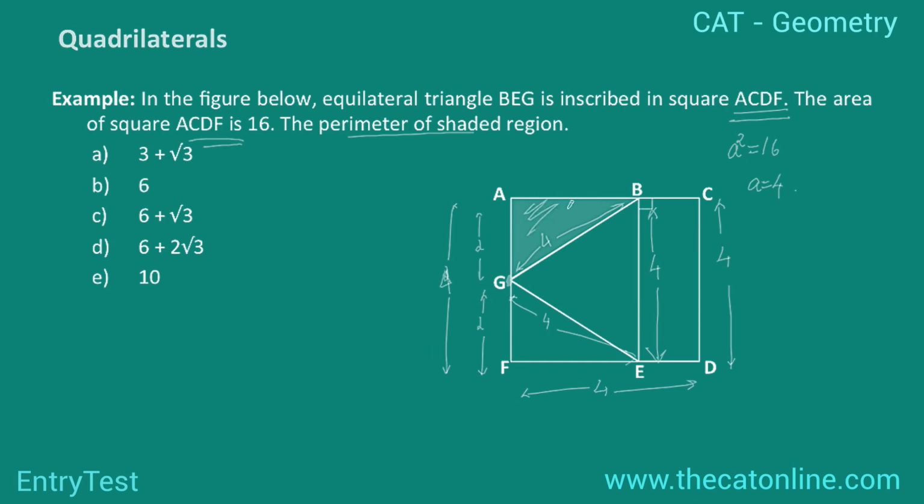Now, applying Pythagoras theorem in this, I would get 4 square is equal to 2 square plus AB square. So it will be 16 minus 4, square root of that will give me the length of AB. So it is root 12, I can write it as 2 root 3. So the perimeter would be the sum of all the sides, 2 plus 4, which is 6, plus 2 root 3, giving me option number D as my answer.